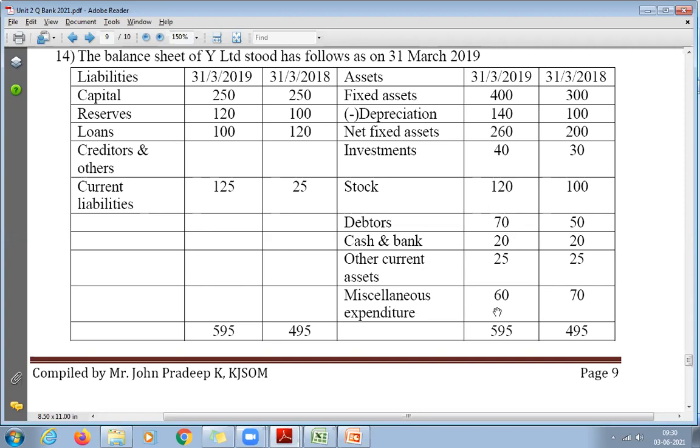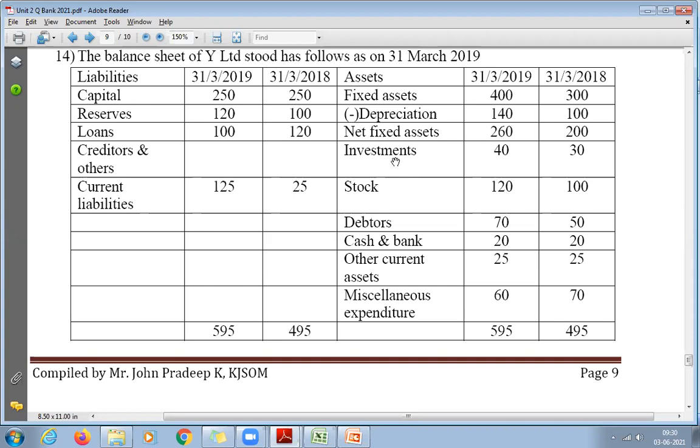Do not take miscellaneous expenses. That is your fictitious asset. Don't take that. Sir, what about investment, sir? Investment, no. Normal investment is long term. Only if it is mentioned clearly as a short-term investment, or it comes under the heading current asset, then you can consider it as a short-term investment.